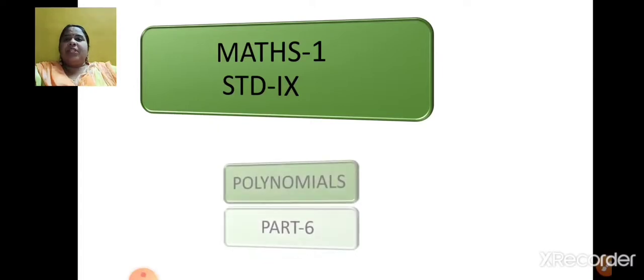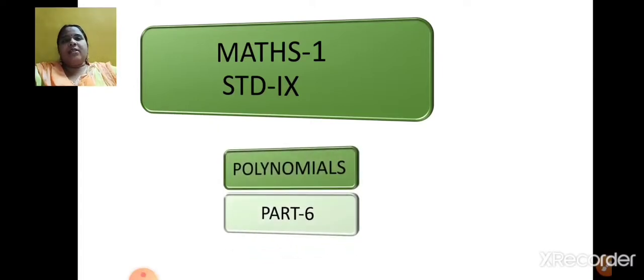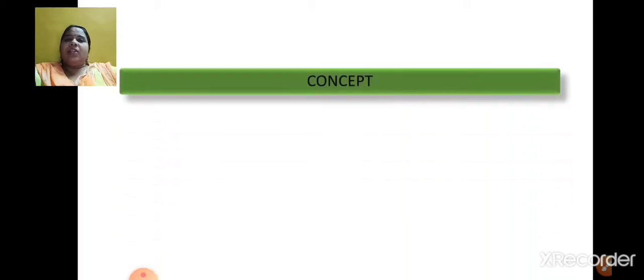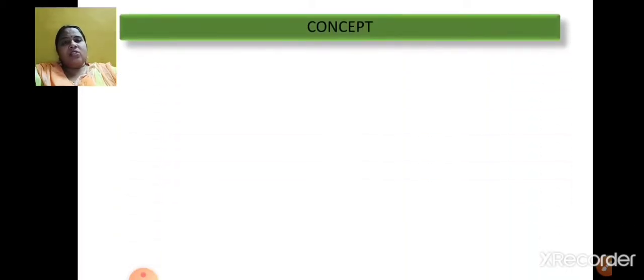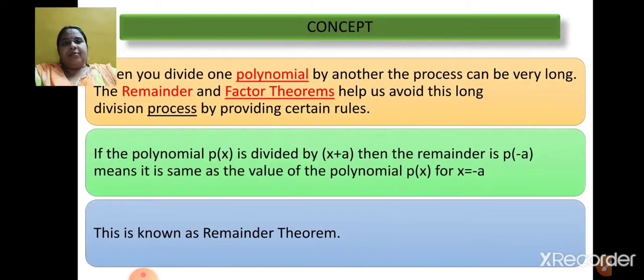Let us continue with our third chapter, that is polynomials, part 6. In the previous session, I have taught you what is value of polynomial. Today we will understand two new concepts, the last two concepts, in fact, of this chapter: remainder theorem and factor theorem.